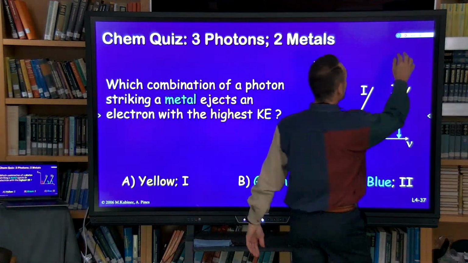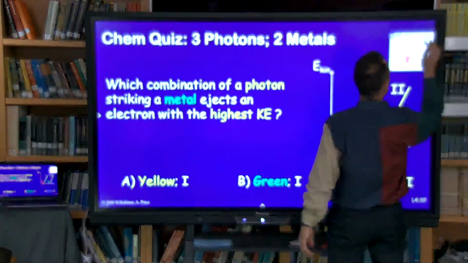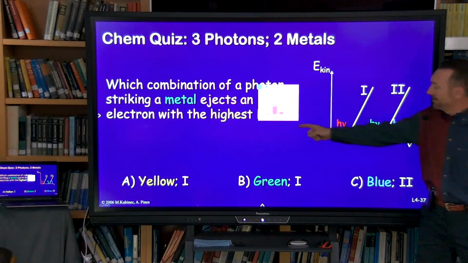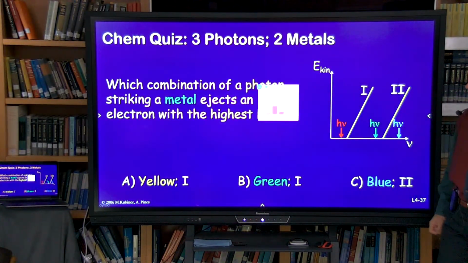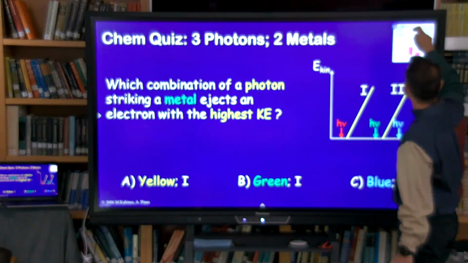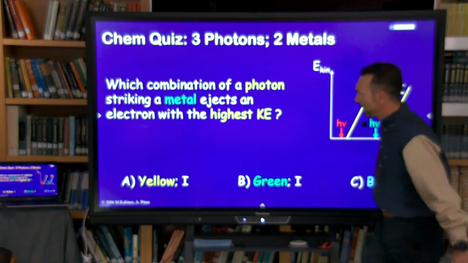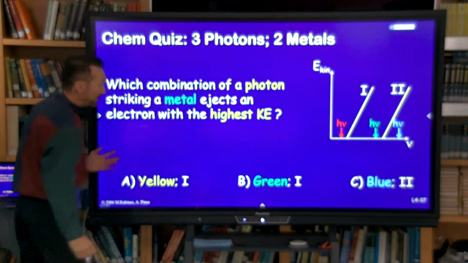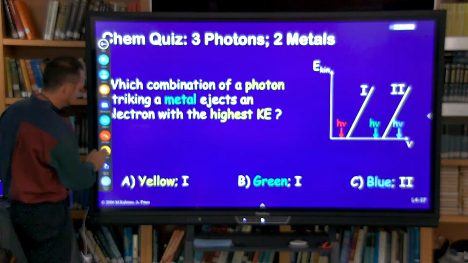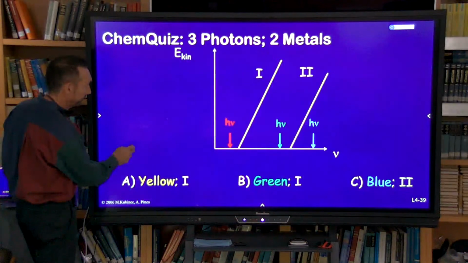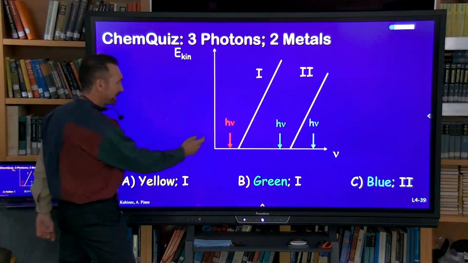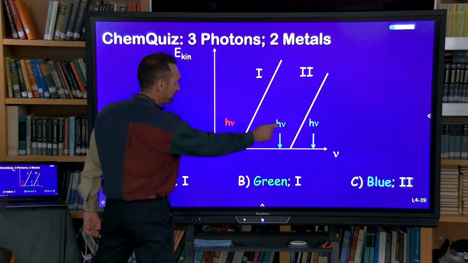Let's first see what you're thinking in your voting. And green off metal 1 is very popular. And I agree with that. I think this one might be a homework question. You might have seen it already. I agree with that. And why is that? Well, first, the yellow. Yellow is not plotted here, but we know it's between the red frequencies and the green frequencies.